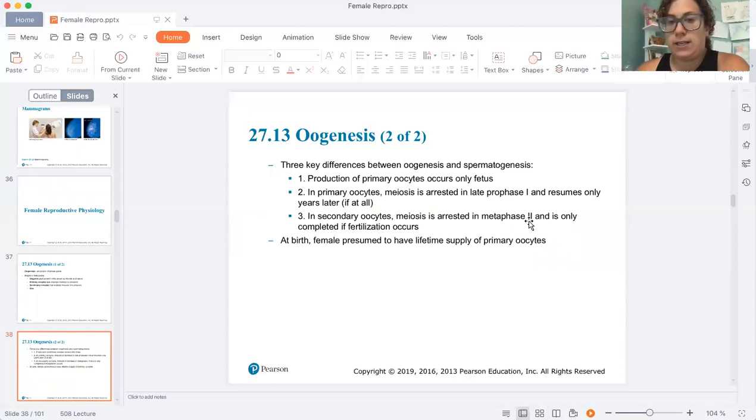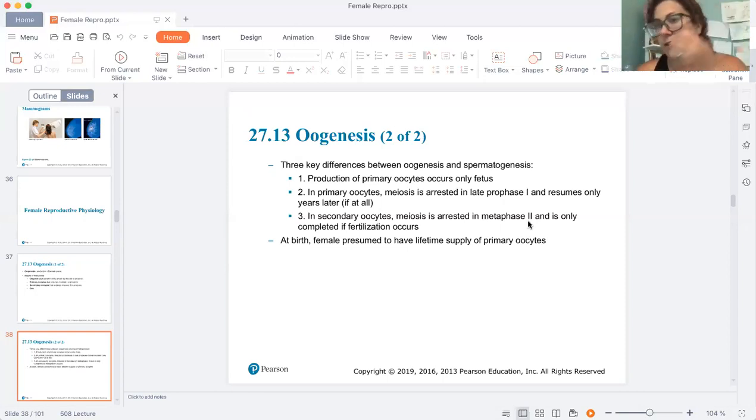But they occur at different stages of life. The key difference is that in biological females, all their primary oocytes are produced only in the fetal stage. In primary oocytes, meiosis is arrested in late prophase 1, which we'll learn more about next week, and resumes only years later after puberty hits. In secondary oocytes, meiosis is arrested in metaphase 2 and is only completed after fertilization. So the full meiosis of an oocyte does not actually occur until it's fertilized.